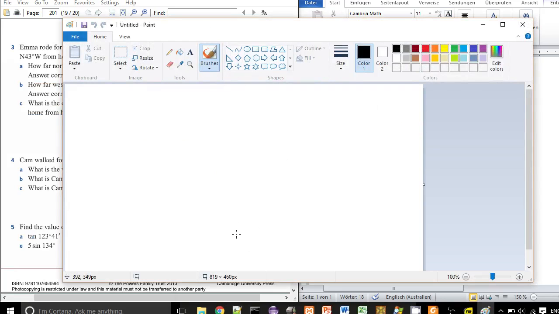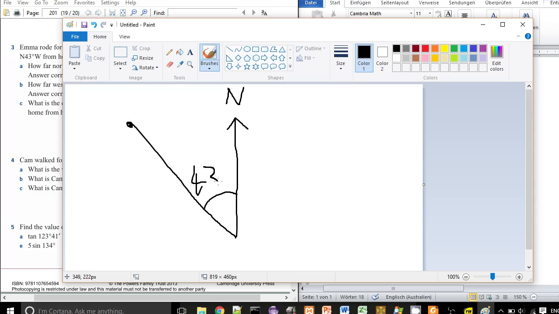Okay, so it is just a really rough sketch. This is so stupid. North, okay, 43 degrees west. So that's about this way. Jeez. Okay. Oh my god.